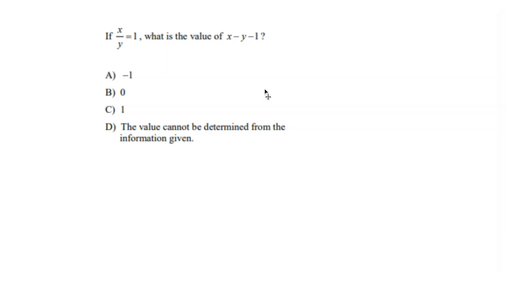Question 1, we have been given x over y is equal to 1. What is the value of x minus y minus 1? This question you have to play around with. So x over y is equal to 1, so you can cross multiply it, and then it's just going to be x is equal to y.